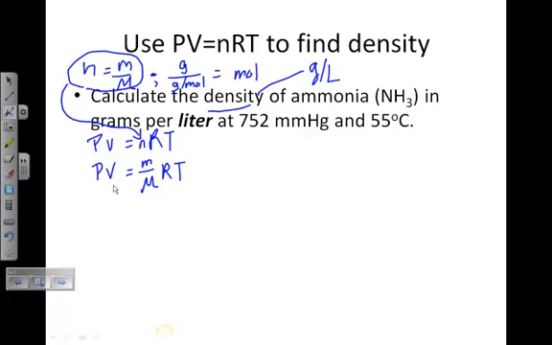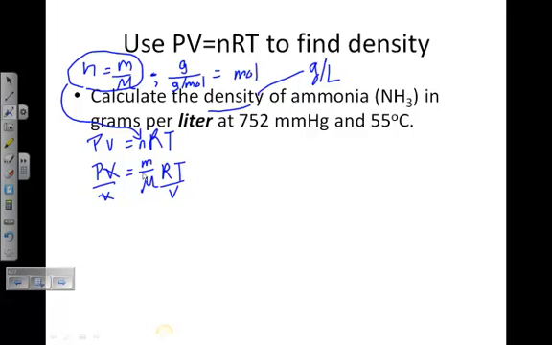Well, to get m over V, you need to move V to the other side. So in other words, if you divide both sides by V, you're going to end up with m over V. So basically I can just divide both sides by V. The V will cancel out here and you'll have P on the one side.